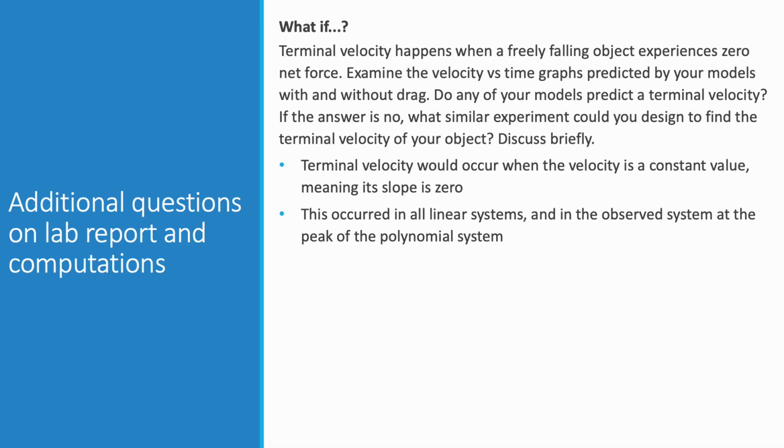And then for the additional questions, the first one was a what if, and it asked if any of the models predicted a terminal velocity, and I said the terminal velocity would occur when the velocity was at a constant value, meaning the slope would be 0, and this occurred in all the linear systems and in the observed system at the peak of the polynomial, so there was a terminal velocity seen in the graphs.